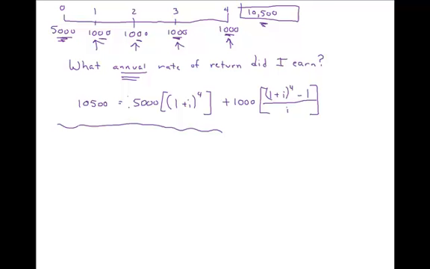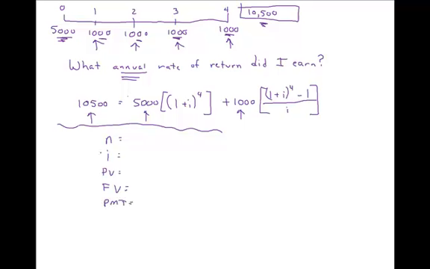I've grouped the amounts that I'm contributing, the 5,000 and the 1,000, on one side of the equal sign, and then the amount that I received, 10,500, on the other side of the equal sign. So I am grouping my cash flows just like we need to do on the financial calculator. So on a financial calculator, I would work it this way.